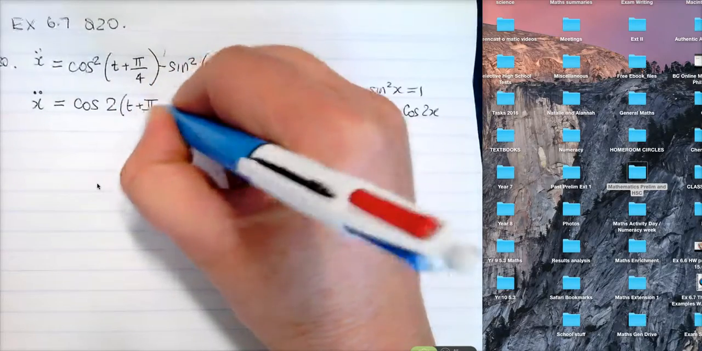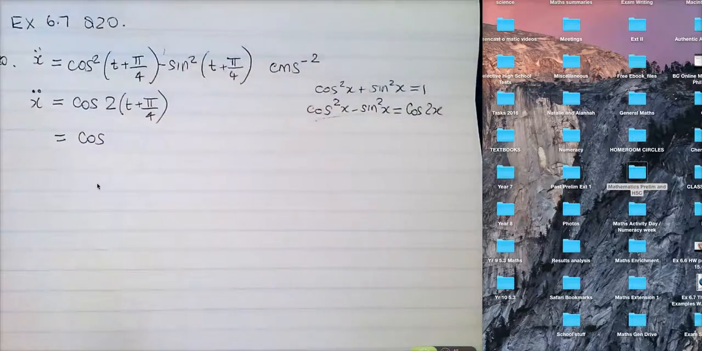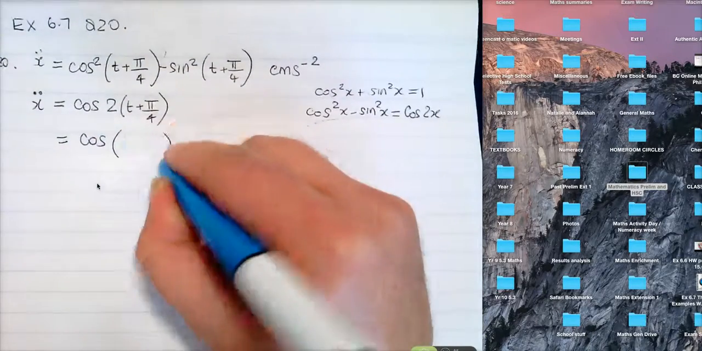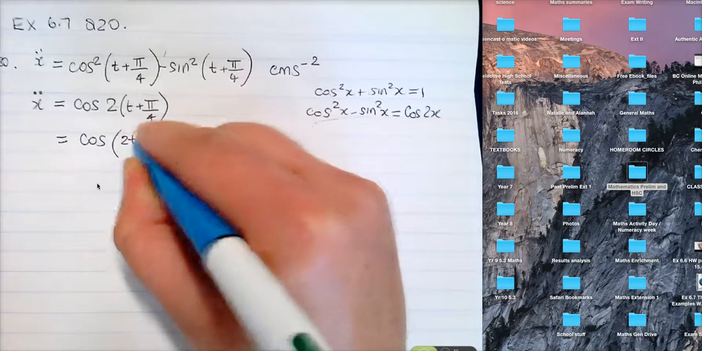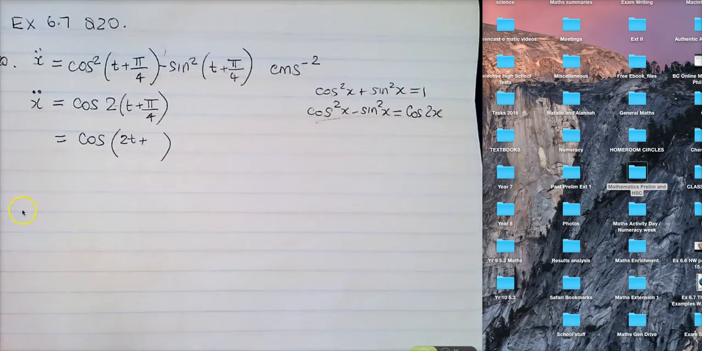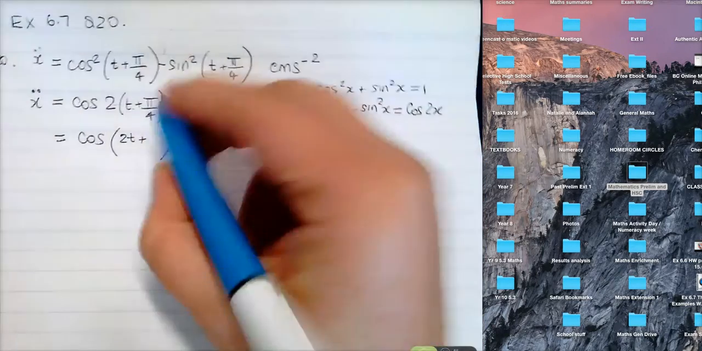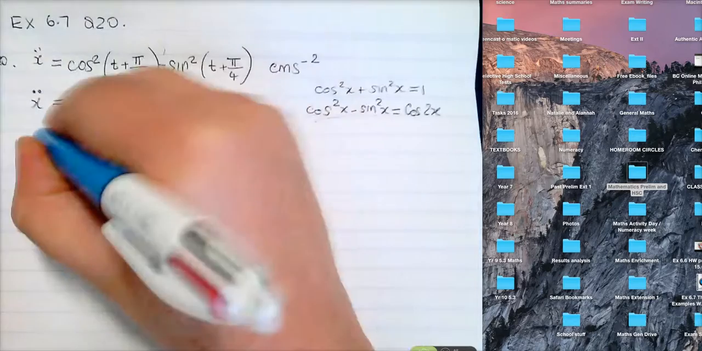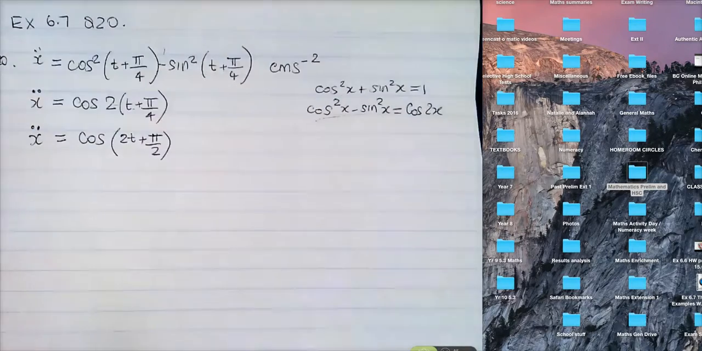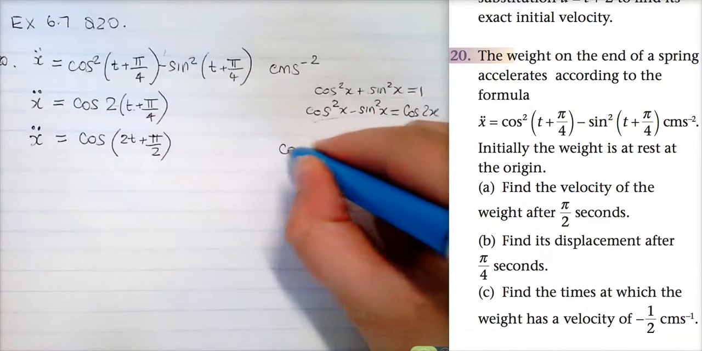t plus pi on 4, which is cos, how do I write that? 2 times t is 2t, plus 2 pi on 4 is 2t plus pi on 2. That's what acceleration is. I'll get the question back up when I find it. That's like integrating something like this.